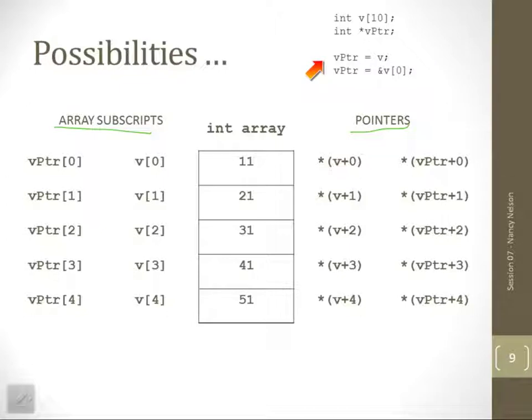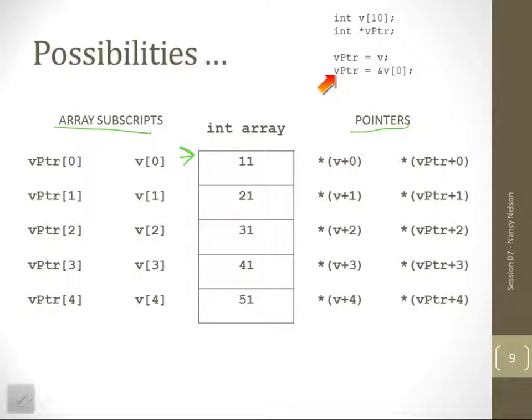Then we've looked at the 2 different ways that we can make sure that our pointer is pointing to the first element in our array. The first method is to assign the name of the array to the pointer. The second is to say, give me the address of the first element. Remember, those 2 were equivalent statements.